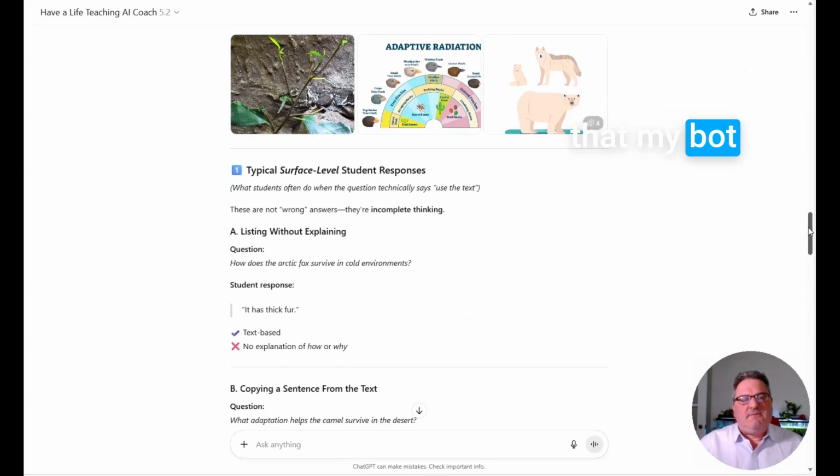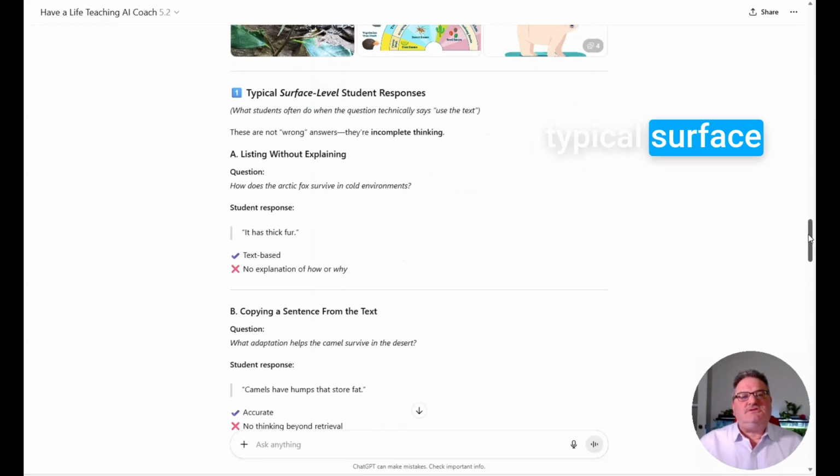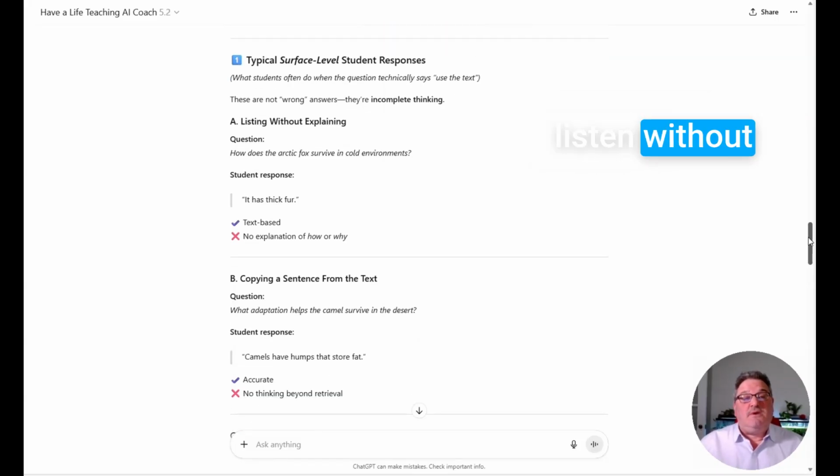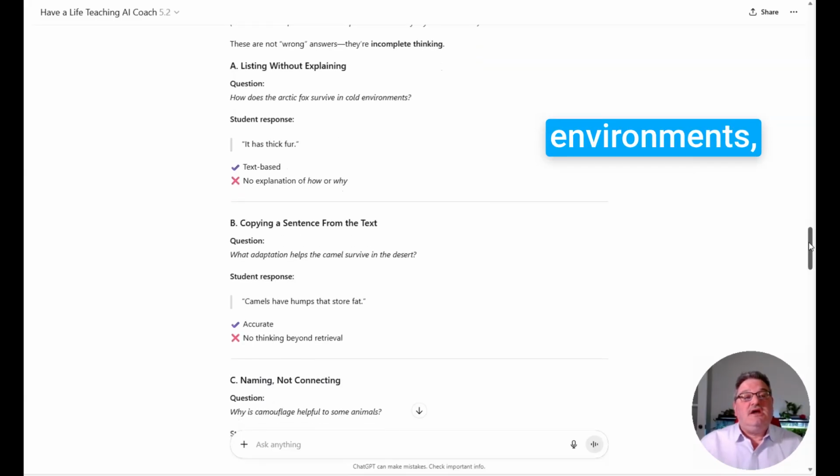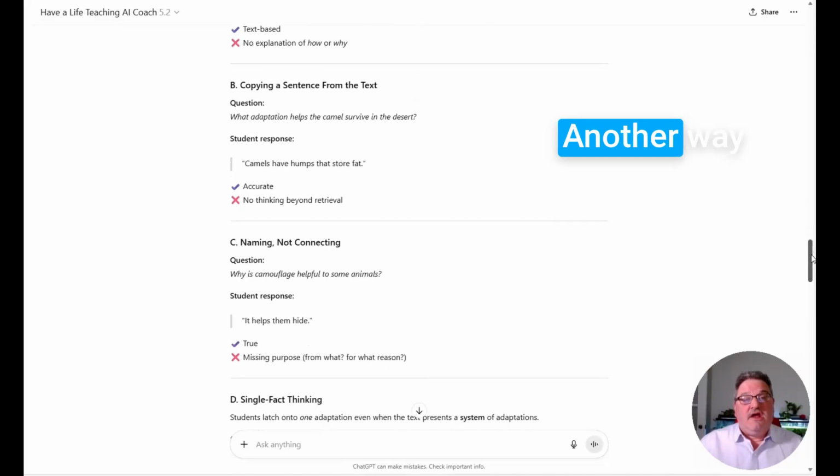So you see that my bot gave some typical surface level student responses. Students might answer without explaining. So if the question is, how does the Arctic fox survive in cold environments? They'll say it has thick fur, but there's no explanation of how or why. So you might want to push the students: tell me why. Another is copying a sentence from the text. This is really common that students do.